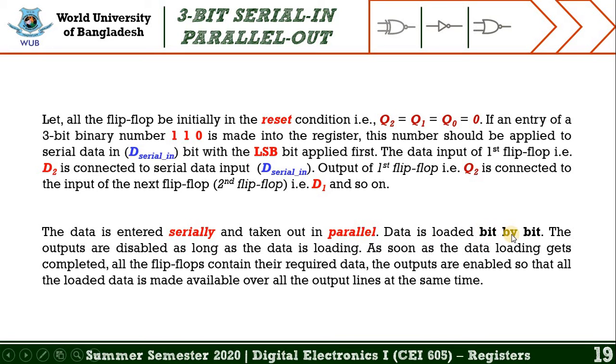Data is loaded bit by bit. The outputs are disabled as long as the data is loading. As soon as the data loading gets completed, all the flip-flops contain their required data. The outputs are enabled so that all the loaded data is made available over all the output lines at the same time. You need to remember or read carefully the second passage for the design purpose. So let's move into the next slide.